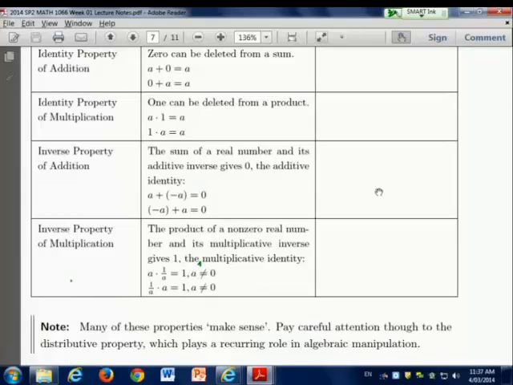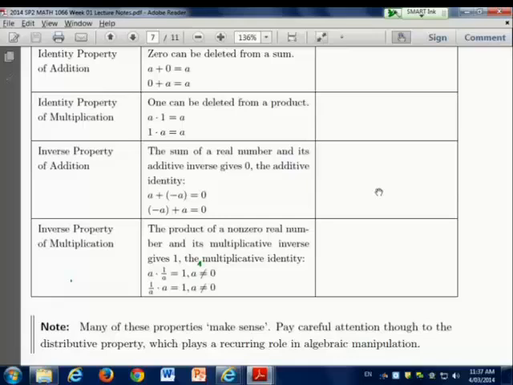Add 0 to something, it's the same as what you had. It's amazing that mathematicians need to define these things, and that's why it's called the identity property. You're left with what you started with. Identity property of multiplication, if you multiply by 1, you're left with what you started with. We don't need examples, they're obvious.